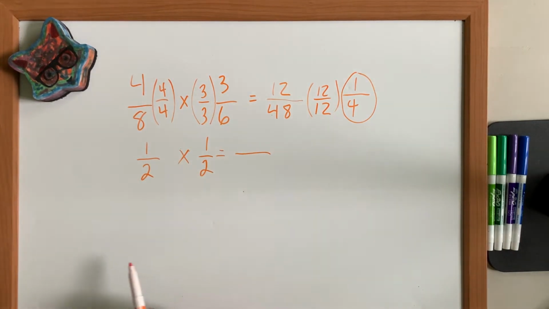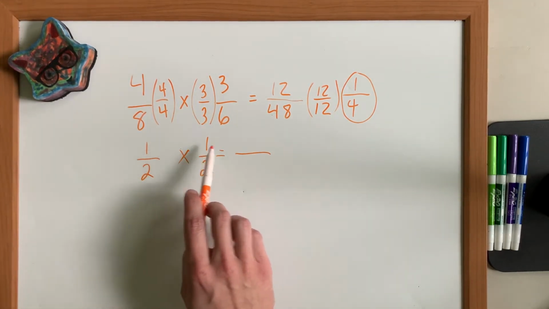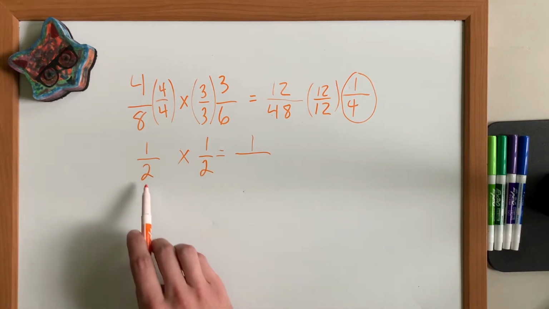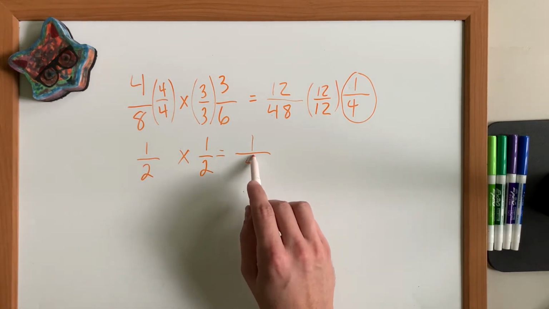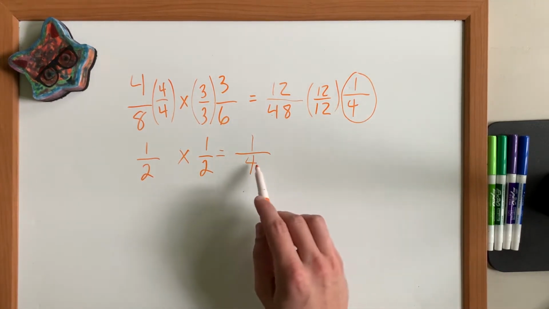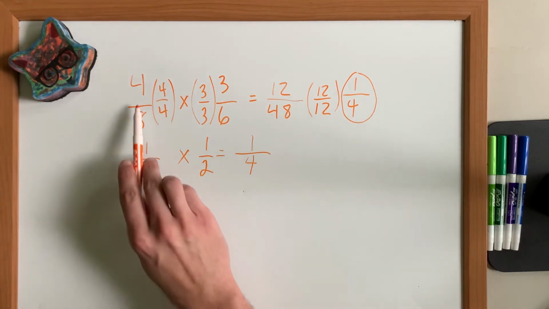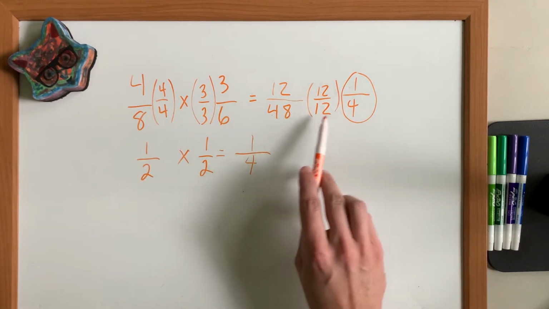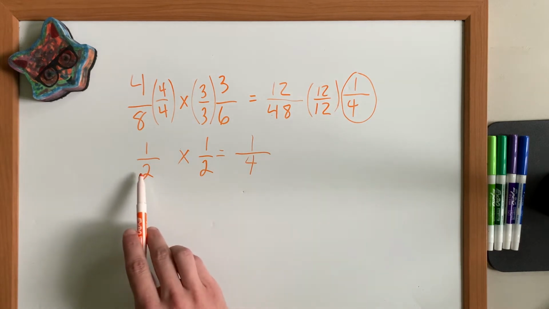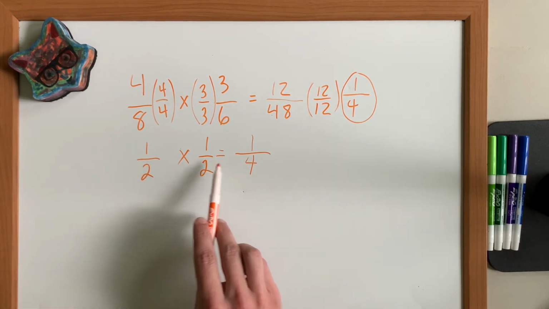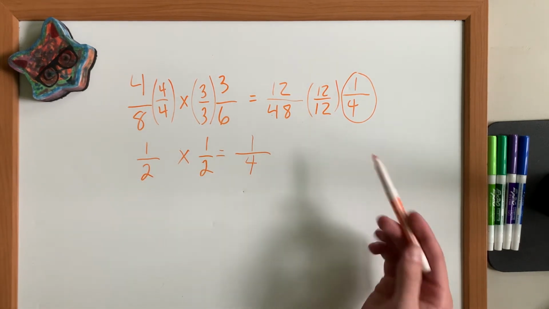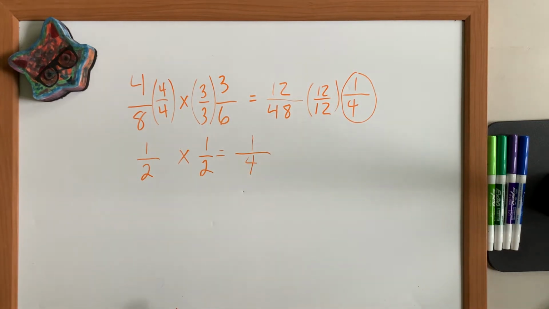Using our rules of multiplying fractions, we get 1 times 1 is 1, and 2 times 2 is 4, and look, I get the same answer whether I multiplied first and then reduced, or if I reduce first and then multiply, doesn't matter. I get the same answer, okay?